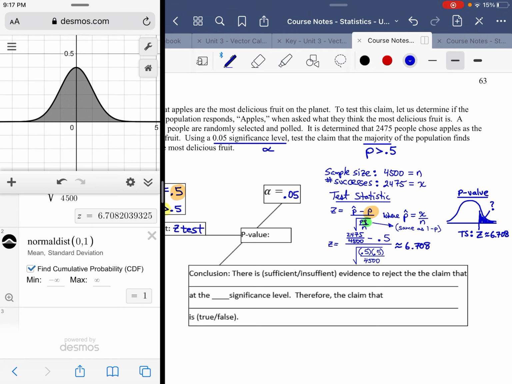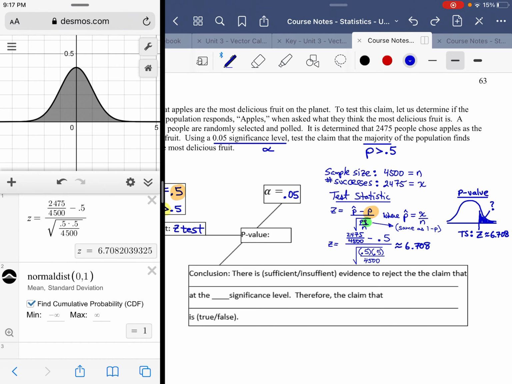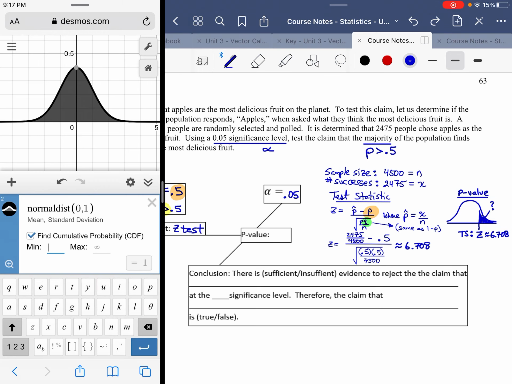Now this is way more shaded in than we need it to be. I only want the right tail of it shaded in. So let's modify this. I wanted to start the shading at the z value that we determined to be equal to 6.708. So for my minimum value, I'm just going to type in 6.708. Now, I did a ballpark estimate when I plotted this rough sketch here. This doesn't look anything like that.